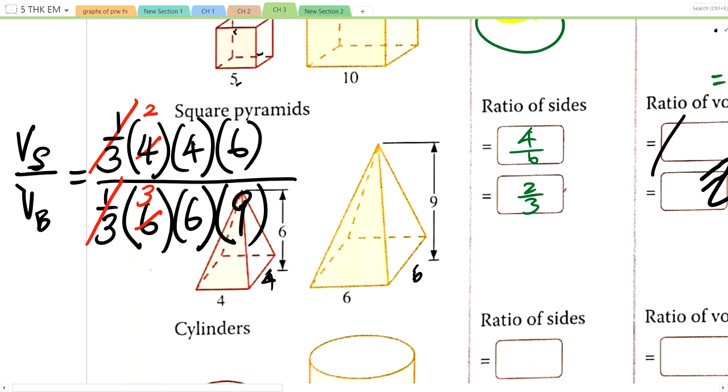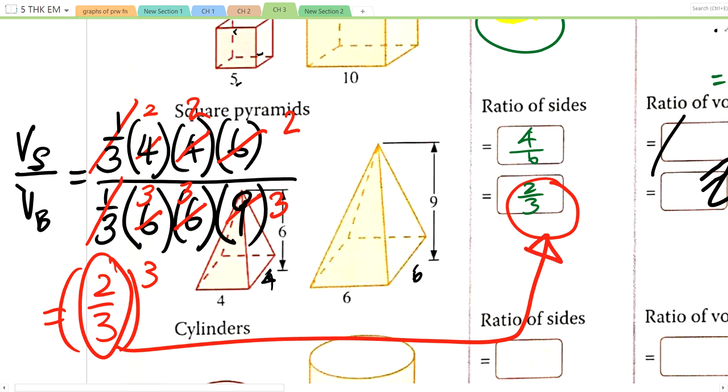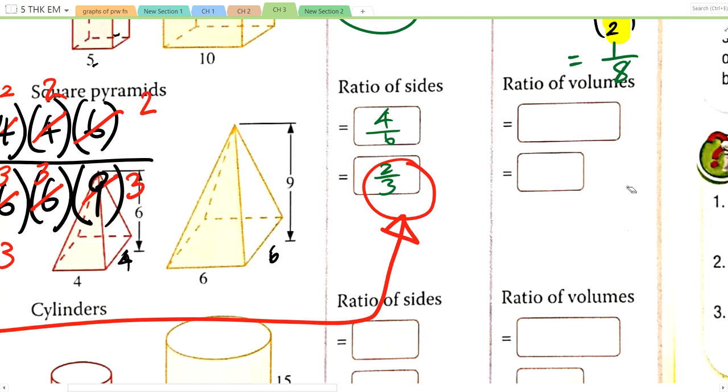Are you surprised that it is 2 to 3? Shouldn't be, because we already said the ratio of sides is 2:3. Then over here 4 to 6 again. Cancel. 2 to 3 again. Not surprising at all. And finally the height, 6 to 9. Again, we get 2 to 3, right? You see this 2 to 3 repeating itself 3 times. So, to simplify it, it will give us 2 over 3 to the power of 3. And this 2 over 3 is simply from the ratio of sides. So, the ratio of volume, we will just write 2 over 3 and cube it to give us 8 over 27.